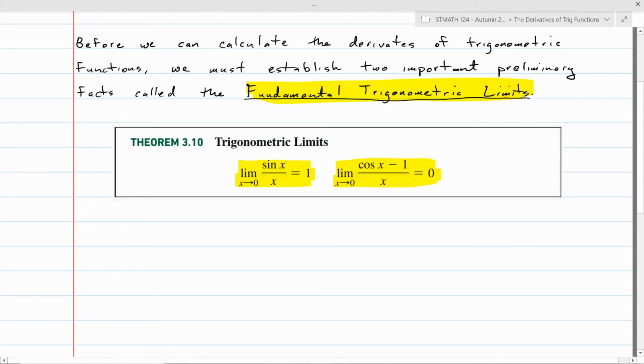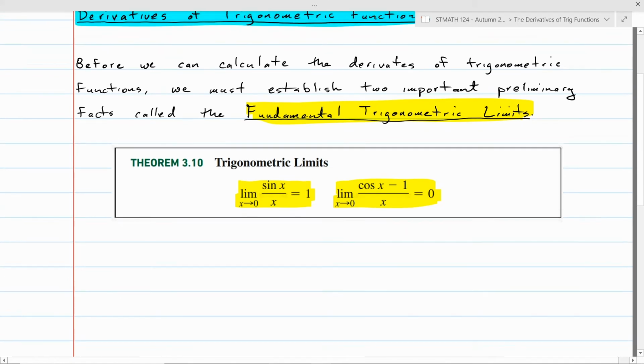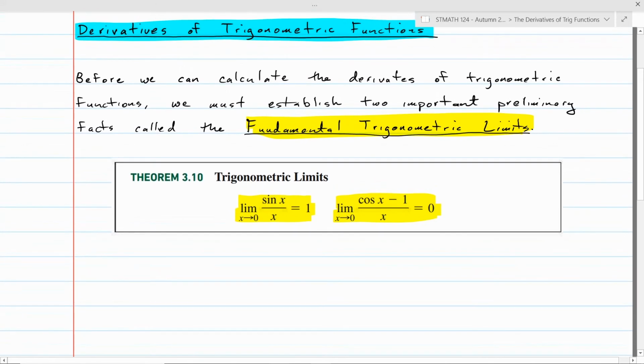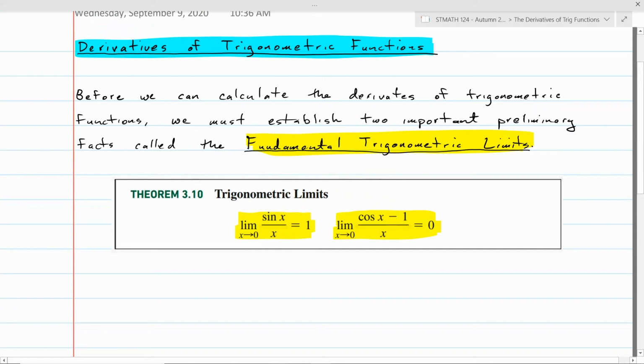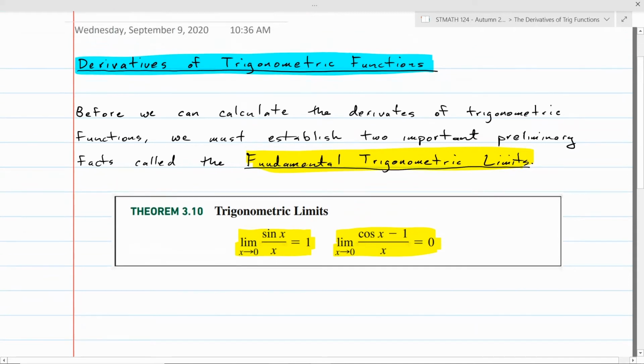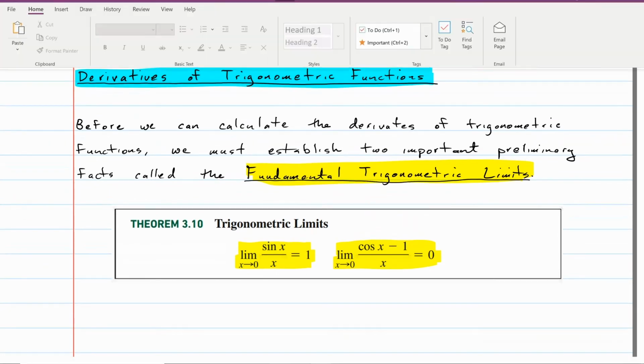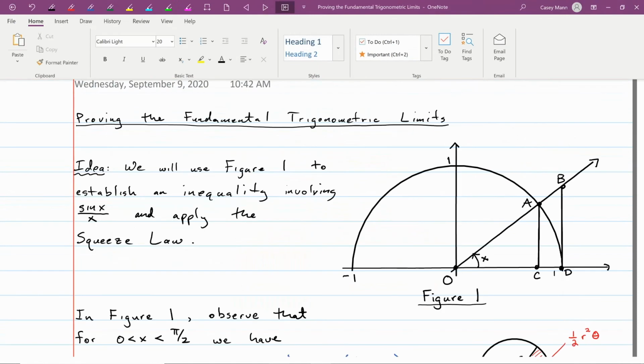It turns out, though, that for these limits, there's no amount of sophisticated algebra or applying trigonometric identities that you can do to show that these limits work. You really have to look at a geometric figure to establish some inequalities and then use the squeeze law to verify these. So that's going to be our game plan for seeing why these two limits are true.